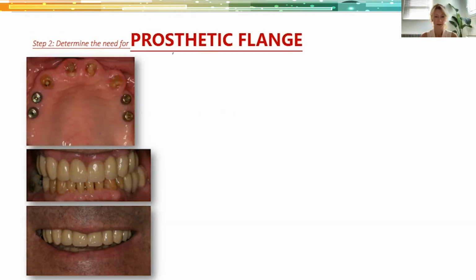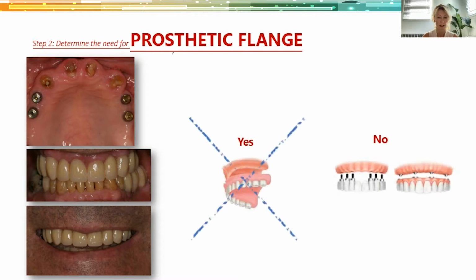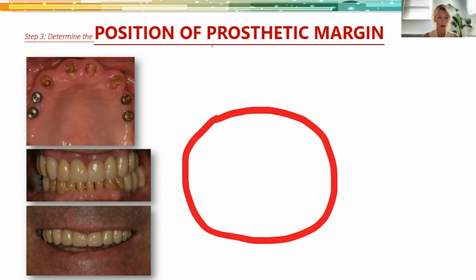That is our prototype. Now, let's look at the need for prosthetic flange, our second step. As we can see from all the patient pictures, he doesn't need any additional lip support, so we don't need a prosthetic flange, which means we can go forward with implant fixed restorations. Our third step, the position of the prosthetic margin. In this case, we actually don't need to restore any soft and hard tissues. We will go only with the white material, restoring only the crown portion of the teeth, because of the position of his lip, it's not needed.